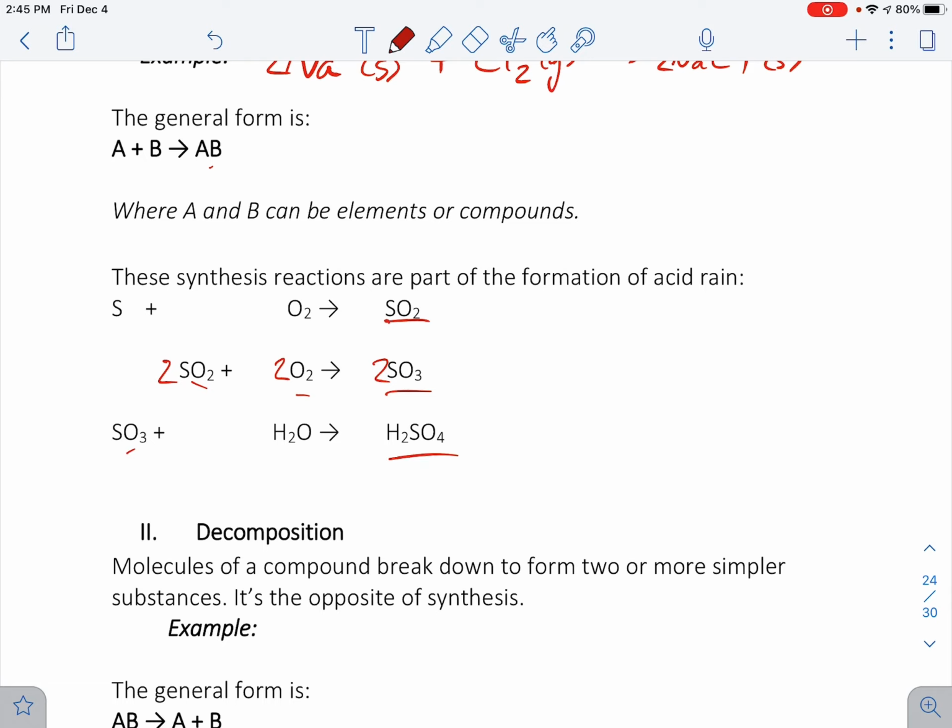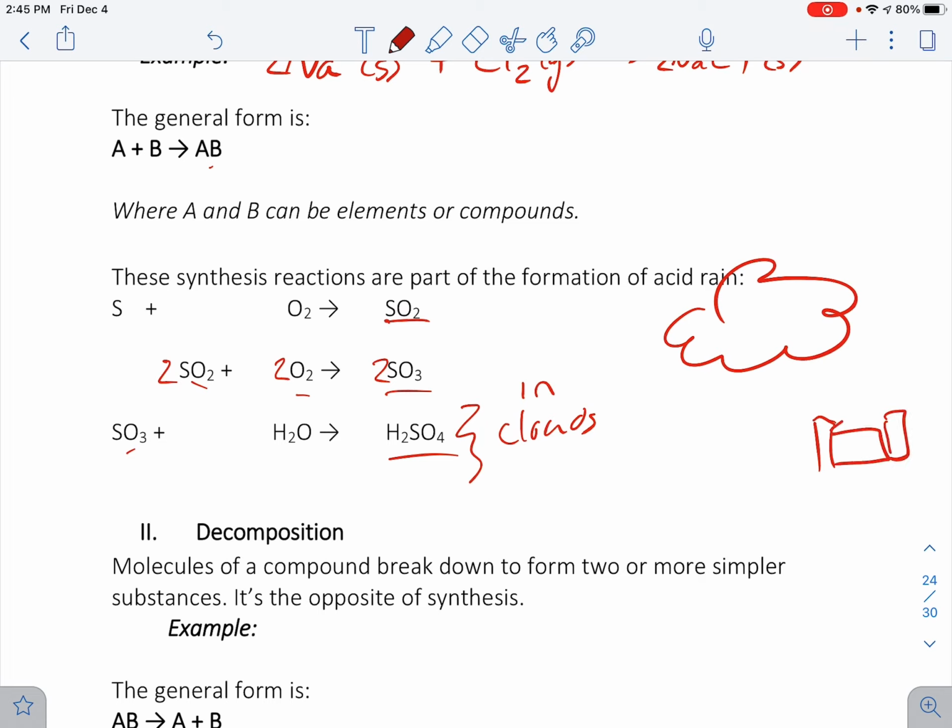So this all happens in the air. This one particularly happens in clouds. And so this is a way that the acid rain can form. So essentially you get a factory, and the factory typically is outputting a lot of debris, and in that debris is sulfur. Sometimes it's sulfur dioxide already, and especially if this was like a coal plant.